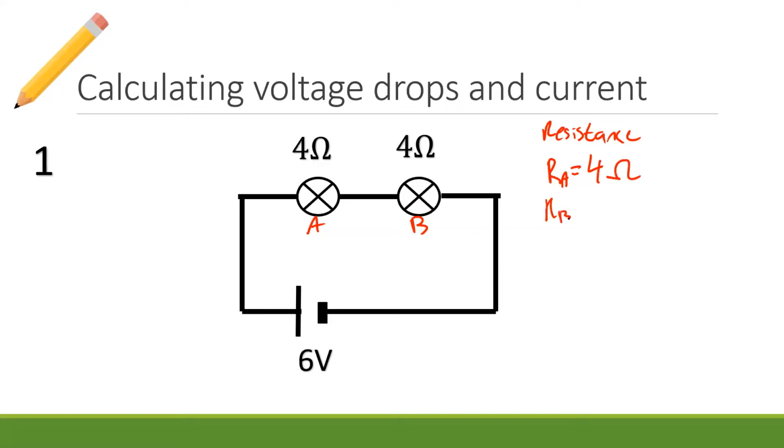Can someone tell me what's the resistance through B? I know this is easy, but it's still got a point. 4. Easy. Nice. Resistance through B is 4. Who can tell me what the total resistance is? Remembering this is a series circuit. 8. Beautiful. I'm using RT, because this is a series circuit, you add the resistors together. All right, that's resistance done. We have now calculated all the parts that we need to know about the resistance.